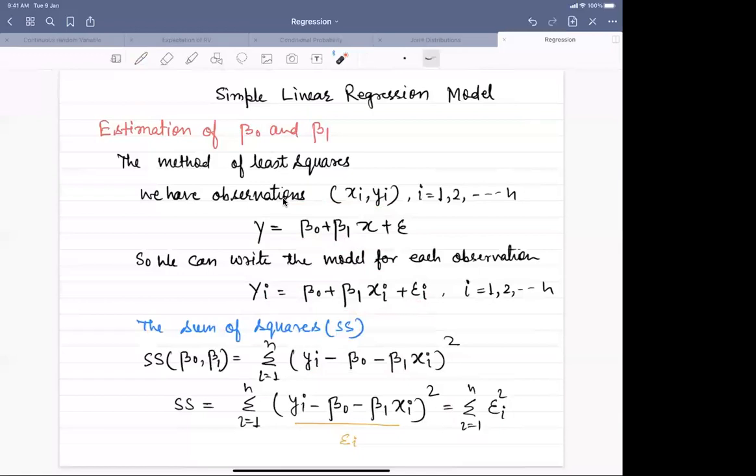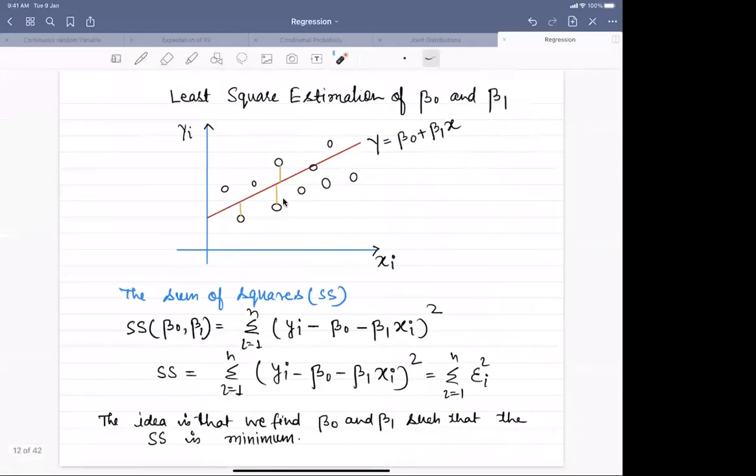Let's not say it least error, let's just say it least square method. But the point here is that we can represent it like this also. Now, what do we mean by least squares? Or graphically, what is the sum of squares? So this is a straight line.